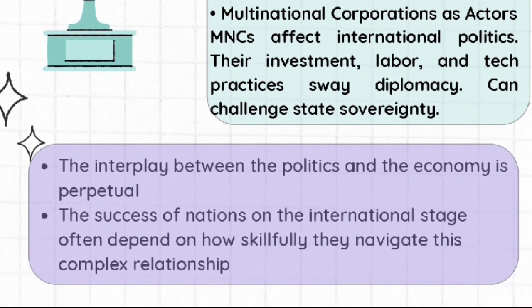In summary, within the realm of international relations, the interplay between politics and the economy is perpetual and deeply embedded. The success of nations on the international stage often depends on how skillfully they navigate this complex relationship, balancing internal political pressures with external economic opportunities and challenges.